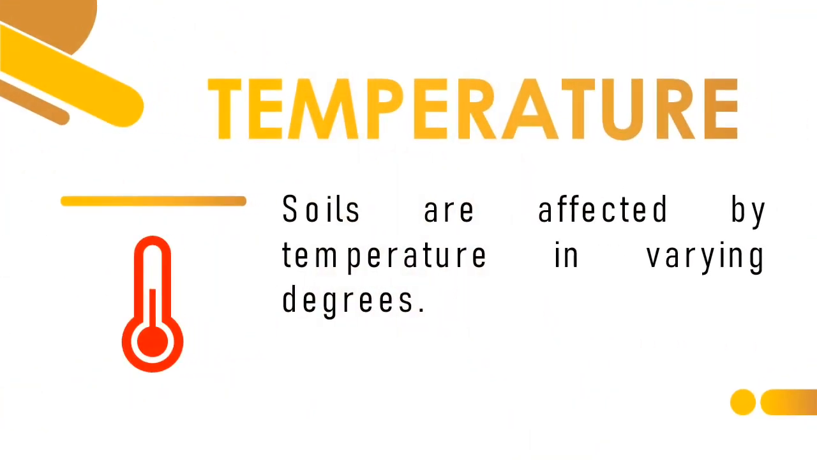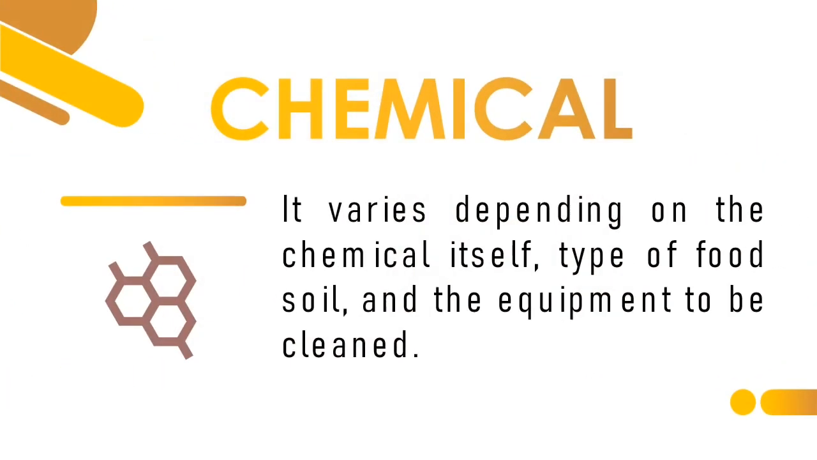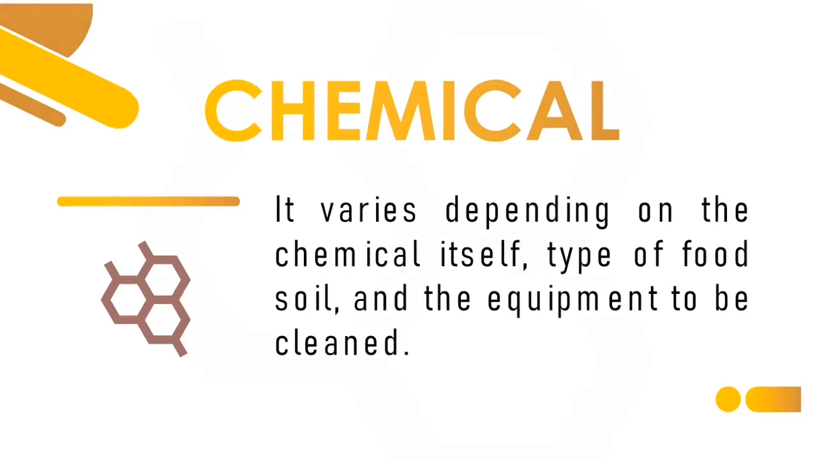Temperature. Soils are affected by temperature in varying degrees. In the presence of a cleaning solution, most soils become more readily soluble as the temperature increases. Chemical concentrations. It varies depending on the chemical itself, type of food soil, and the equipment to be cleaned. So this is where your cleaning compounds are mostly needed. Different levels of soil on surfaces require a specific type of detergent or chemical. Concentration will normally be reduced as time and temperature are increased.